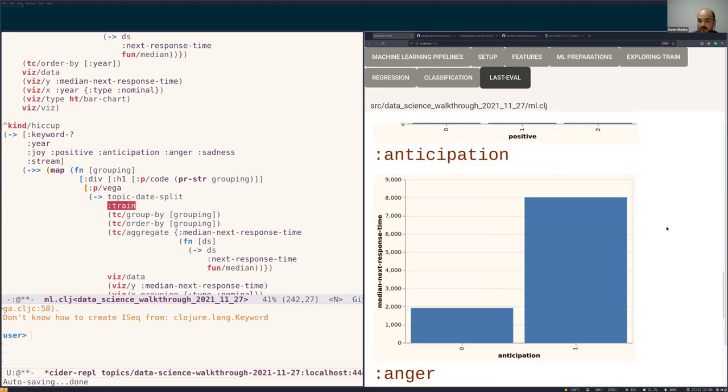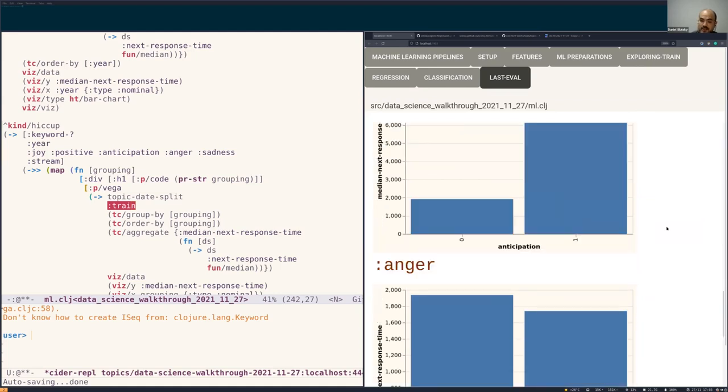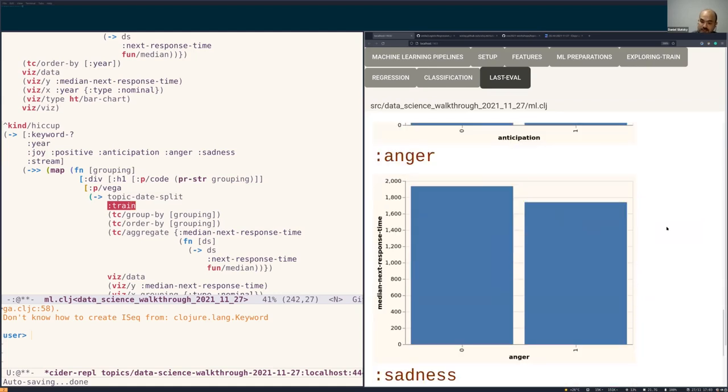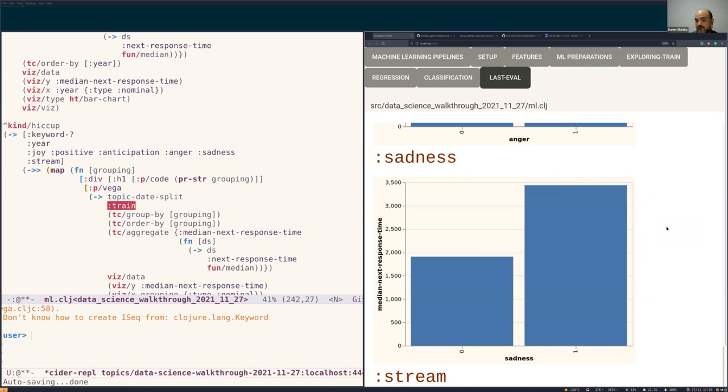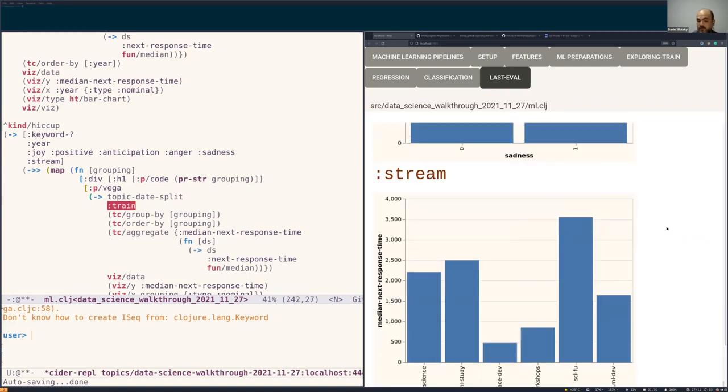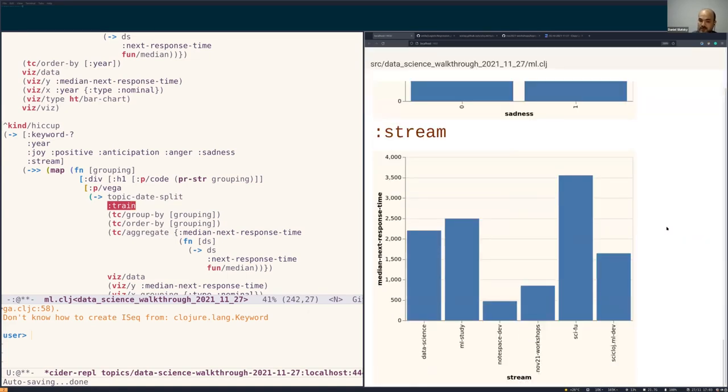But what we see is that a few of these features have the potential of being informative for what we hope to predict, which is the next response time. Any comments about that? Here we see a few different streams of conversations. Some of them are study groups, others are development groups of certain projects. And you see they have different behavior in terms of response times. Any thoughts about this?